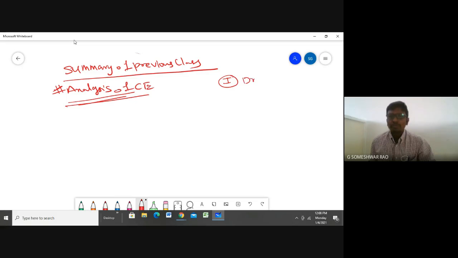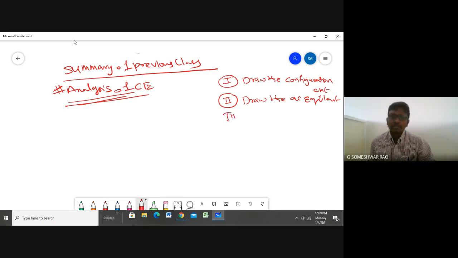First step is to draw the configuration circuit, whichever configuration you want to analyze. Thus you're supposed to draw the configuration circuit. So what will be the second one? Second one is to draw the AC equivalent of your above circuit.